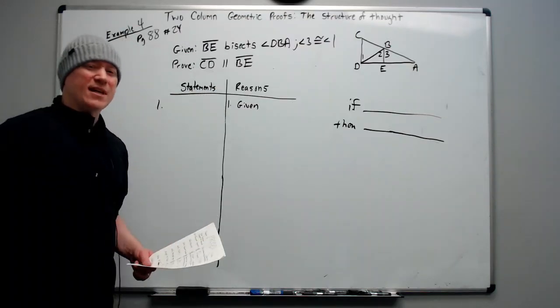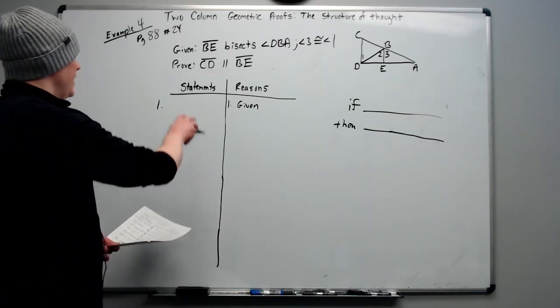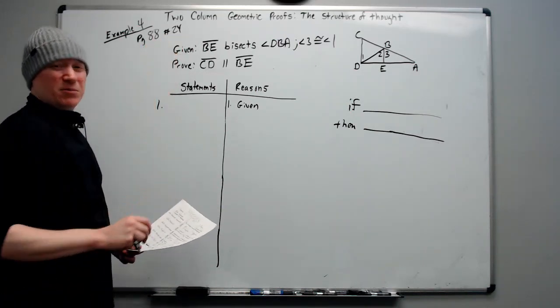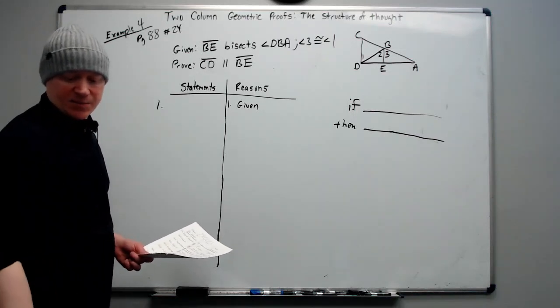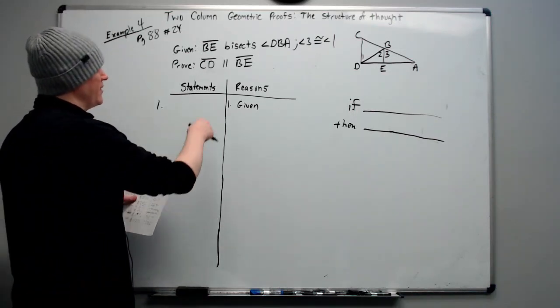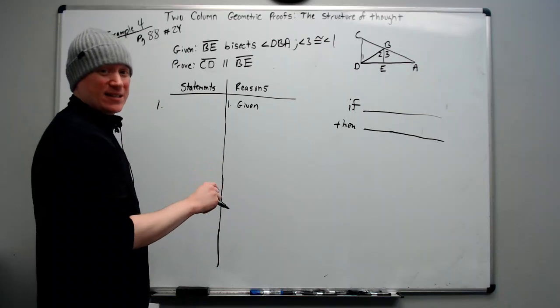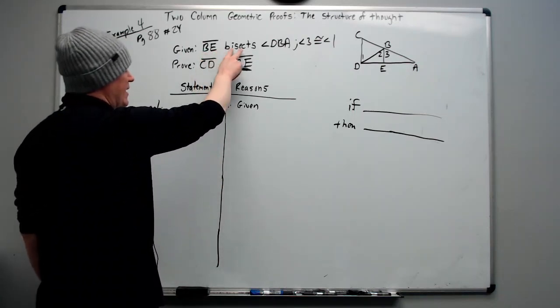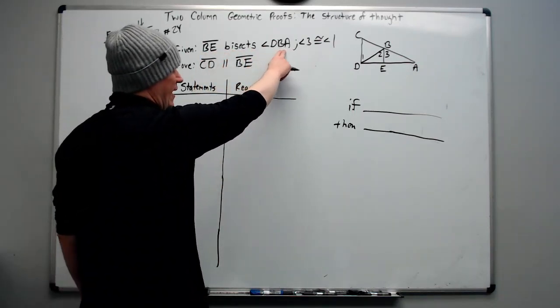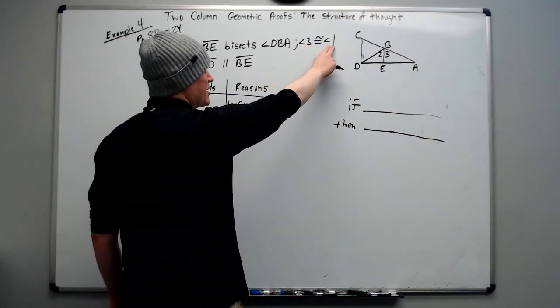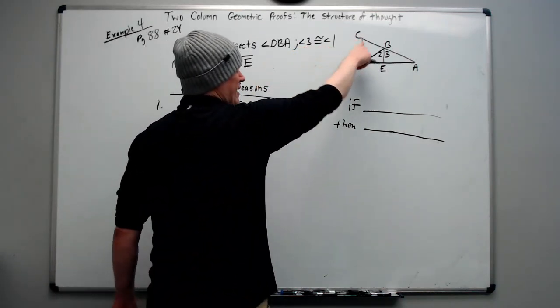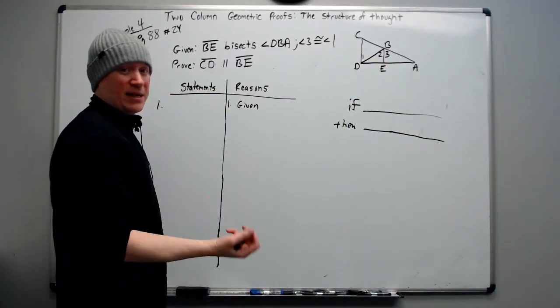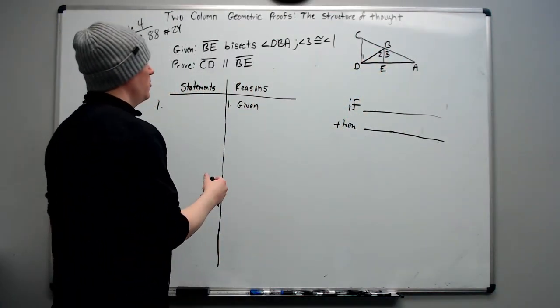Okay, the fourth example of this video. It's from page 88, problem number 24 of that McDougall-Littell textbook. Okay, so in this one, we have 2 givens now. Given BE bisects angle DBA, and angle 3 is congruent to angle 1. We're trying to prove that CD is parallel to BE. So how do we begin?